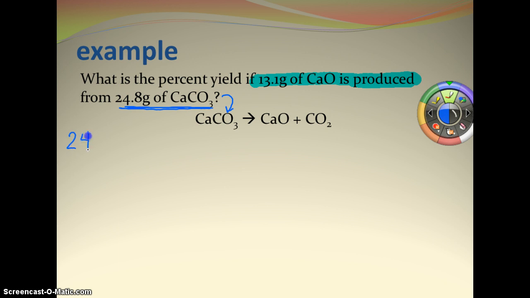So 24.8 grams of calcium carbonate. Grams always needs to be turned into moles. So 1 mole of calcium carbonate is going to go in the numerator, and you're going to have to find the molecular mass. So calcium weighs 40, carbon weighs 12, oxygen is 16, and we have 3 of them. That gives us 100 grams.